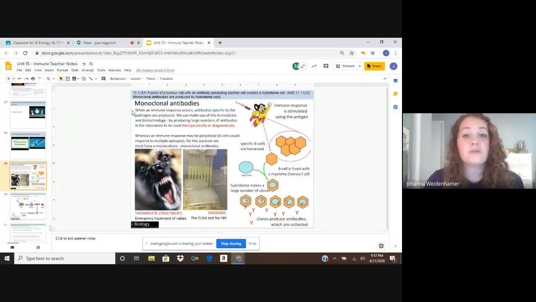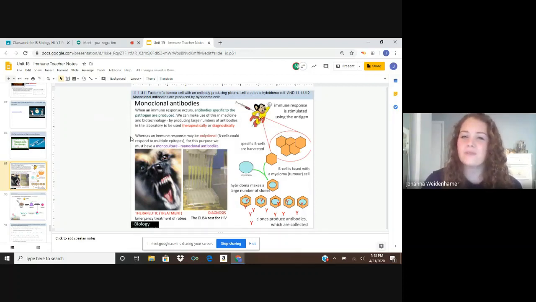When an immune response occurs, antibodies specific to the pathogen are produced. And we already know this. We've already talked about how the body produces antibodies specific to antigens that could be on the surface of a pathogen. And we can make use of this in medicine and biotechnology by producing large numbers of antibodies in the laboratory to be used therapeutically or diagnostically.